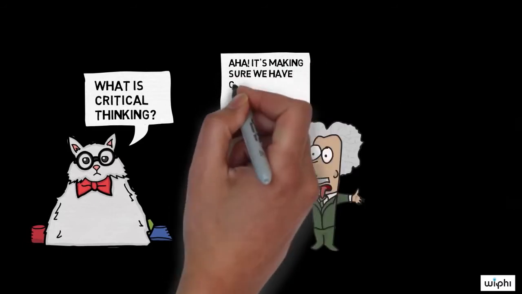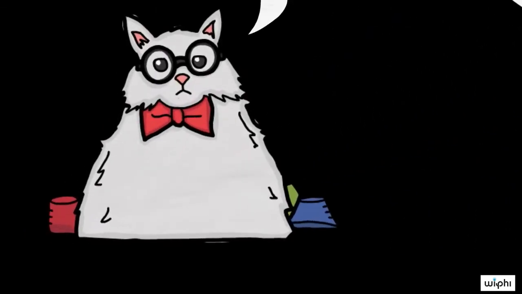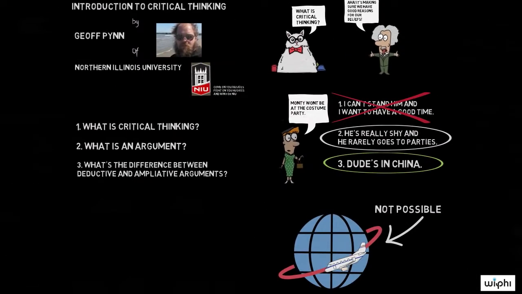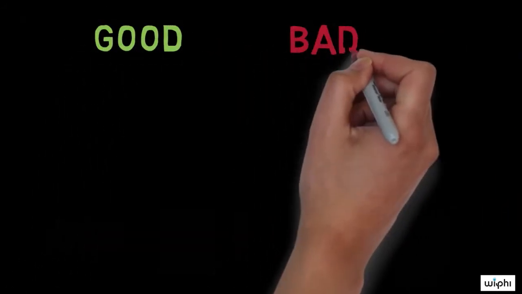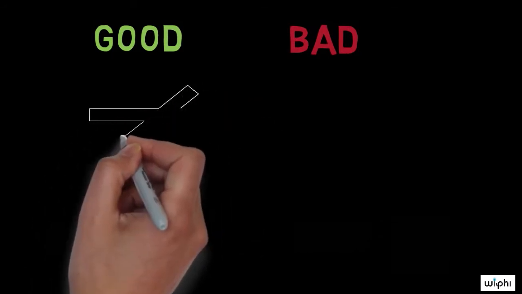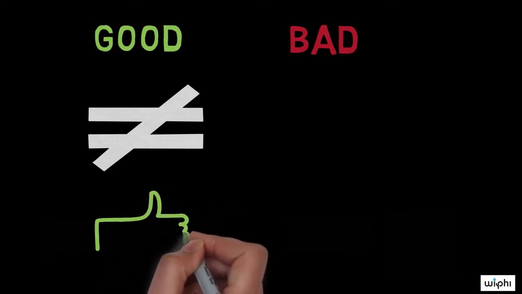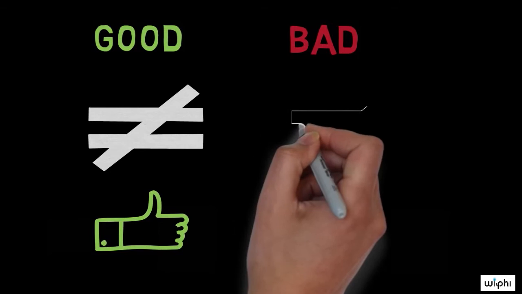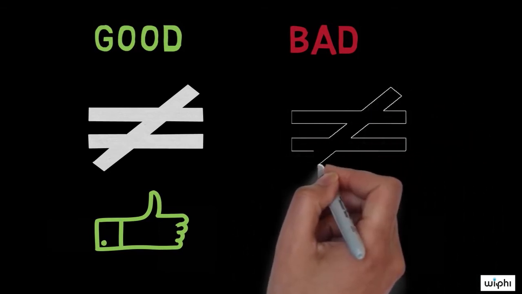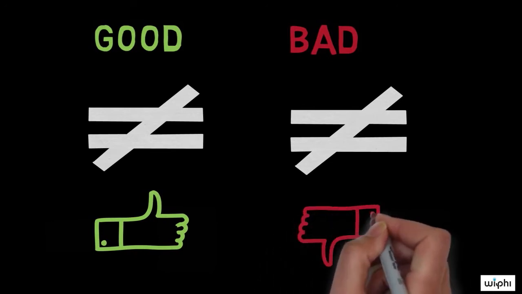So critical thinking is making sure we have good reasons for our beliefs, and so one of the essential skills that you learn when you're studying critical thinking is how to distinguish good reasons for believing something from bad reasons for believing something. Now, it's worth saying something about how I'm using the term good here. I'm not using it to indicate anything having to do with morality or ethics.